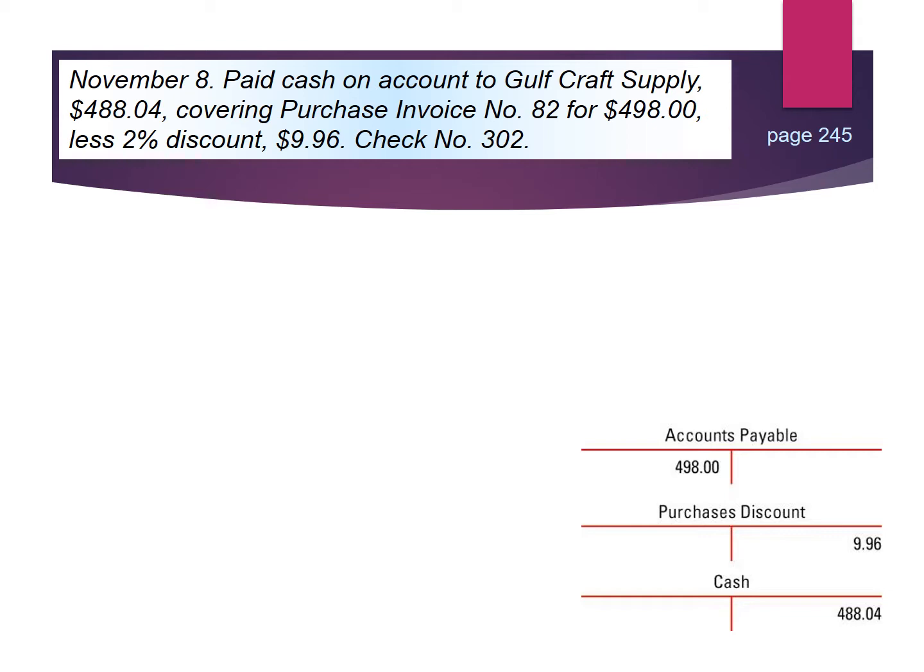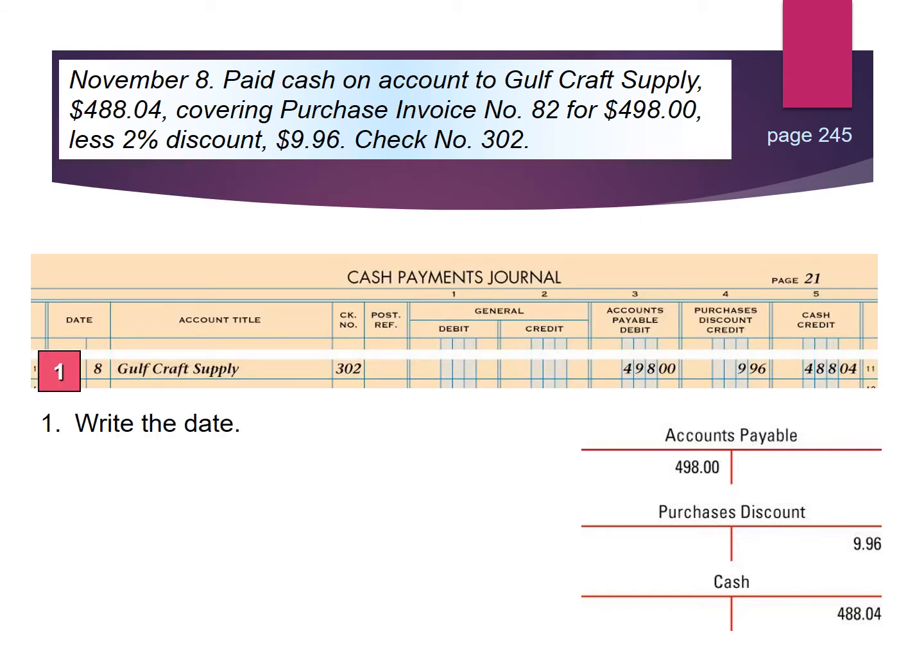So first, before we decide on our journal to use, we look at our source document. Our source document is check 302. So check indicates that we are going to use our cash payments journal. So the first thing we will do is write the date, and then we need to look at our specialty columns. We have a specialty column for accounts payable when it is debited, we have a purchase discount for a credit, and we have a cash credit.